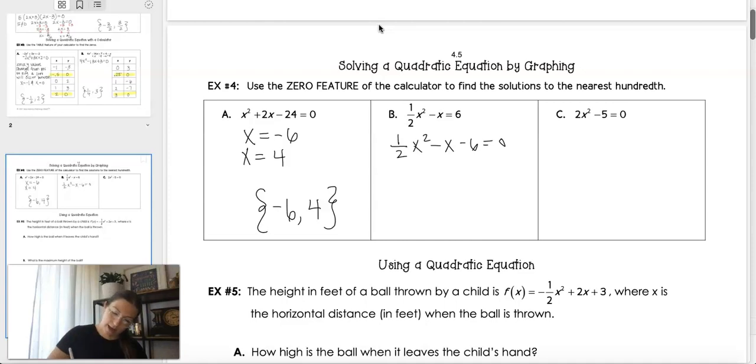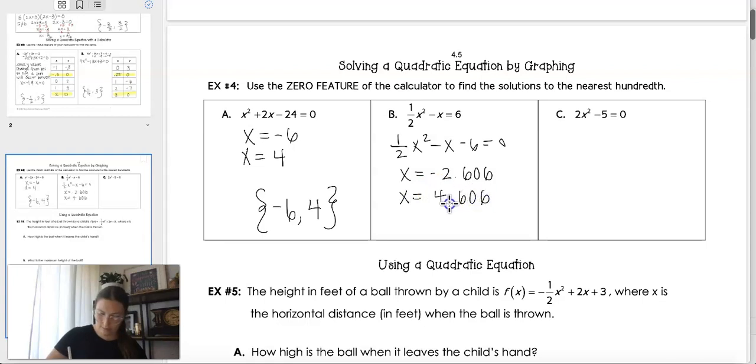Alright, so we had x equals -2.606 and x equaled 4.606.